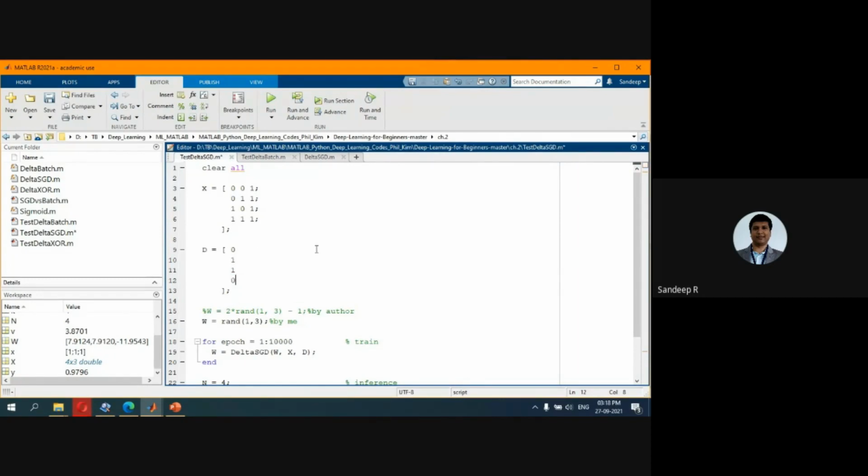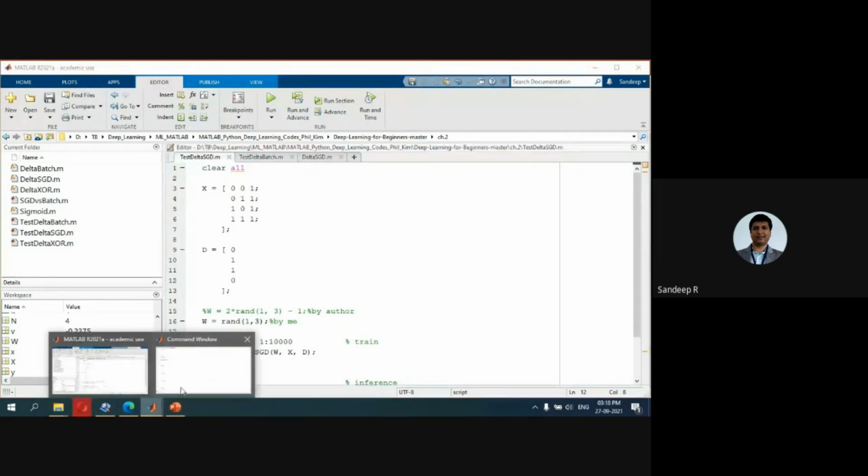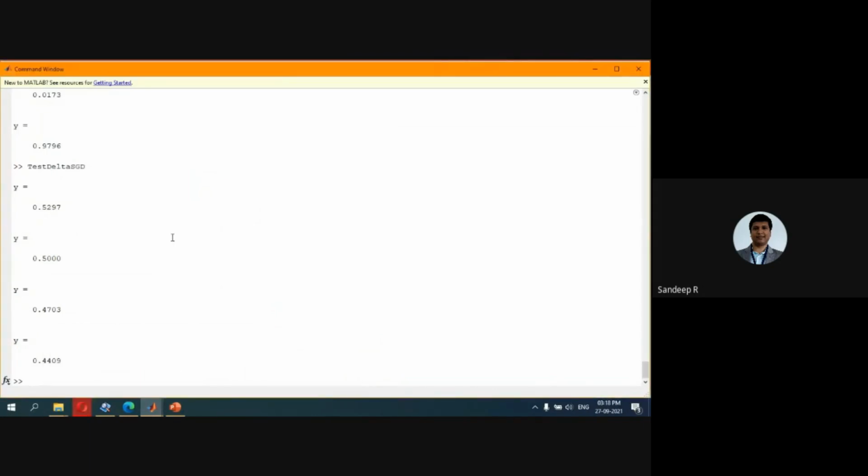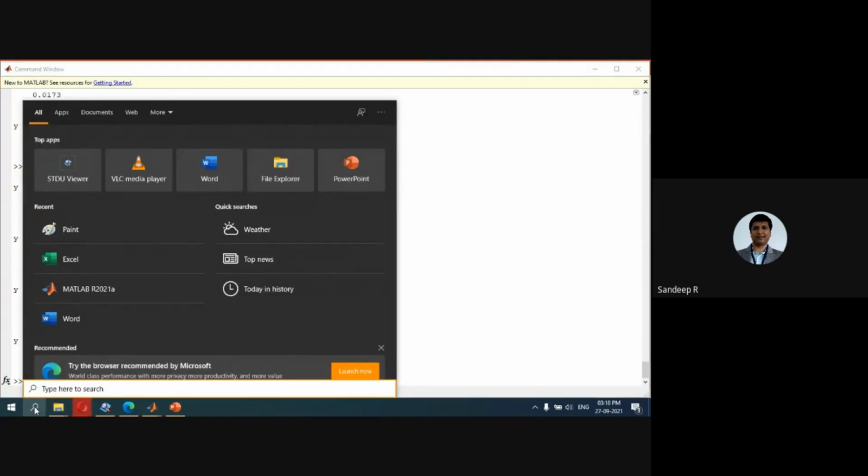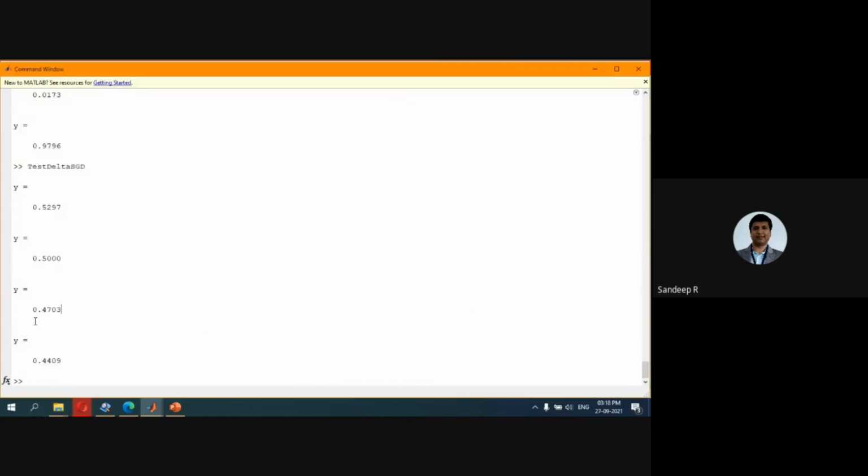Let me check whether we will be able to solve it or not. Let me run it. We have got the output. The output should be 0, 1, 1, 0, right? Let me check what we get. This is 0.5, 0.5, very close to 0.5. What was the actual output supposed to be? The output was supposed to be 0, 1, 1, 0, but it failed.